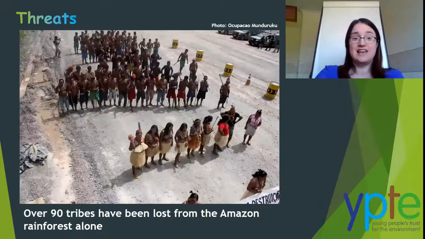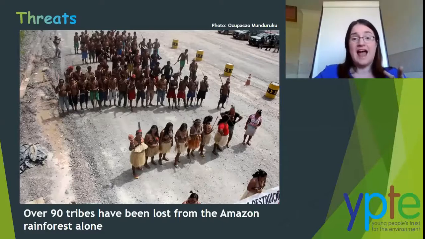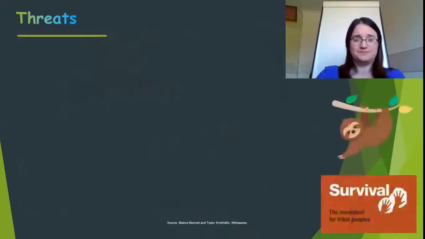What an exciting life to live. But there are problems. Over 90 tribes have been lost from the Amazon rainforest alone. So there were all these tribes all over the rainforest at one point, and gradually over the years, some of these tribes have been totally killed off and they no longer exist anymore. So how is that happening, and why is that happening?